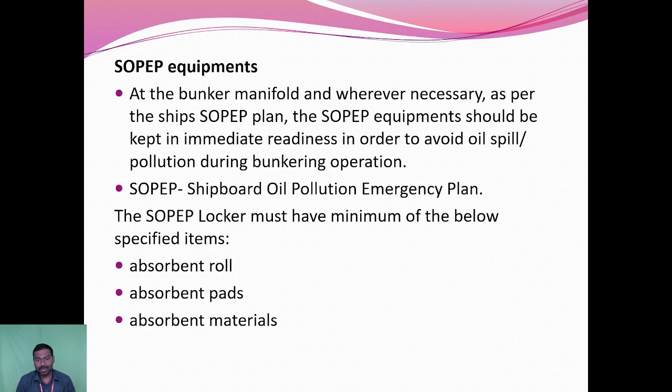The soak-up locker must have a minimum of the following specified items. These items are used for preventing or avoiding oil spill or pollution, or these things can be used in case any oil pollution occurs. With the soak-up locker items, we can clear the spill immediately and minimize the pollution in the sea. Now, what are the things present inside the soak-up locker?